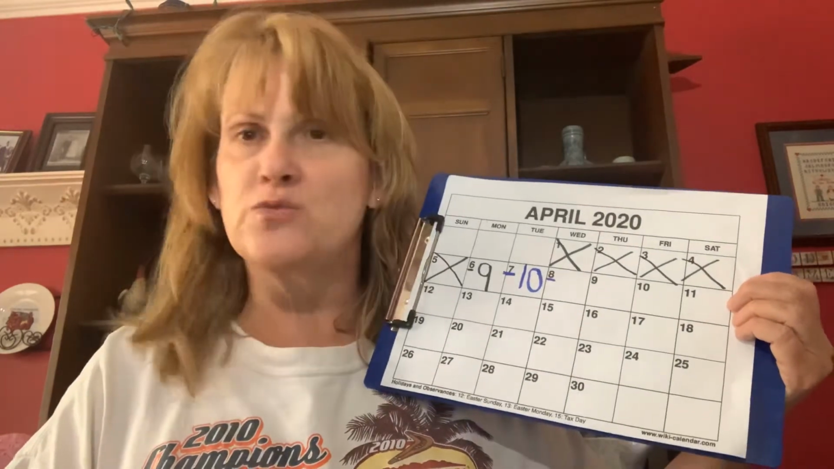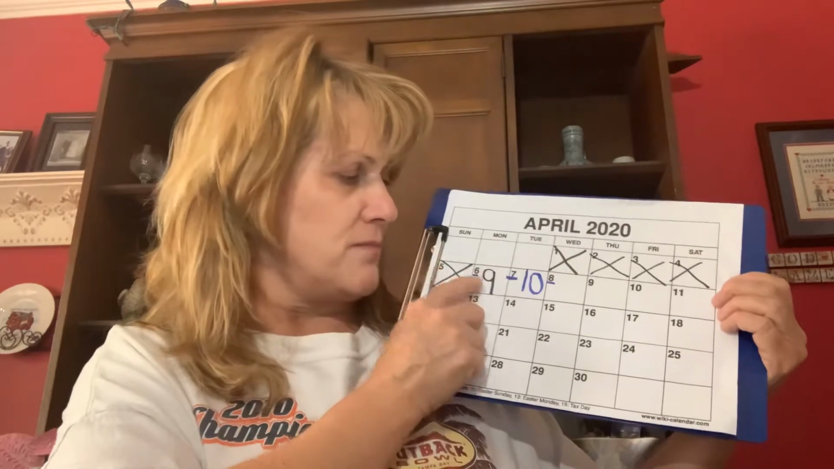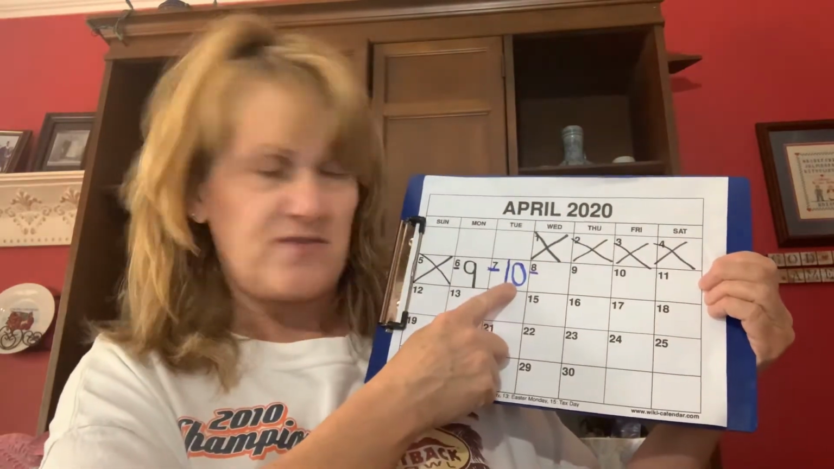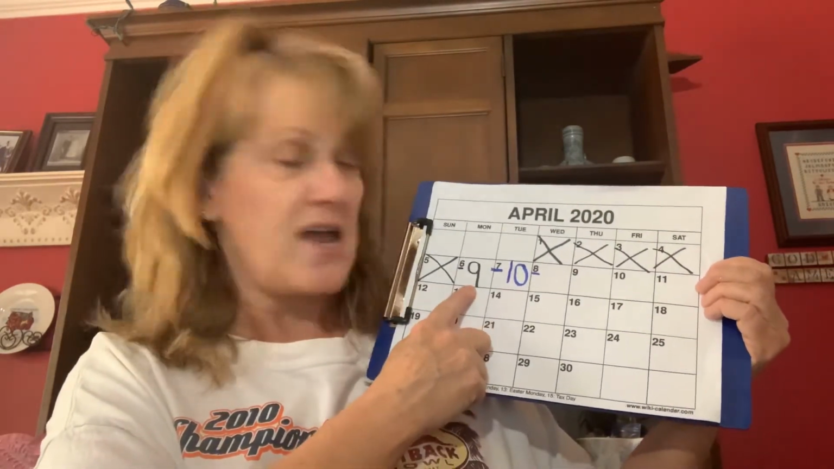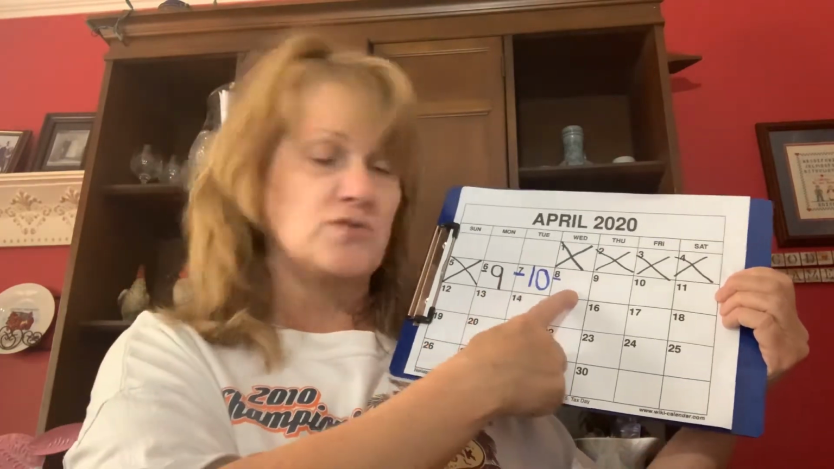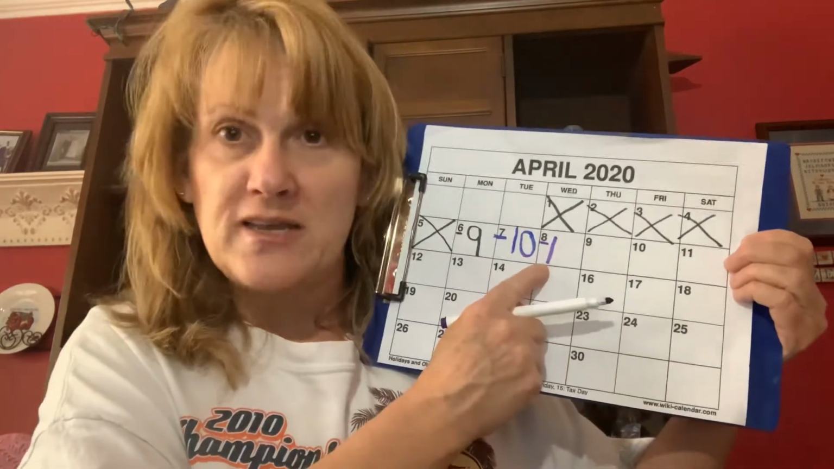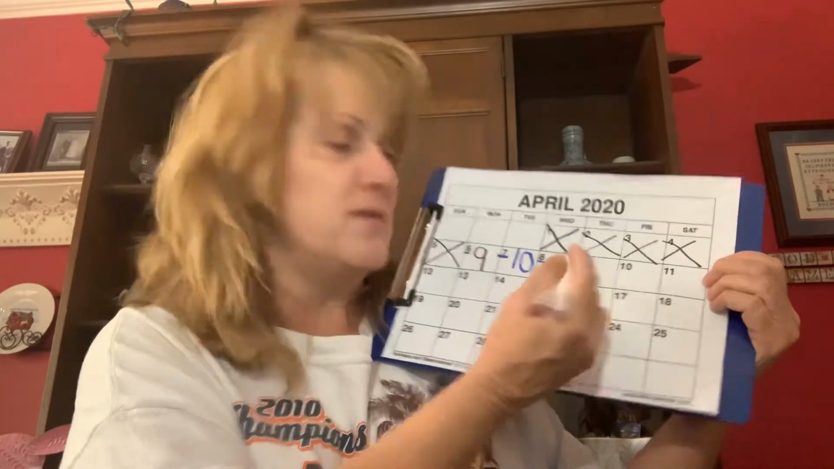Now we'll count to see how many days we've been doing our school from home. All right, so yesterday was the 10th day. Before that, there was the 9th day. So we had the 9th, the 10th. So today is day 11. And remember, the number 11 is 1 in the tens place and 1 in the ones place.